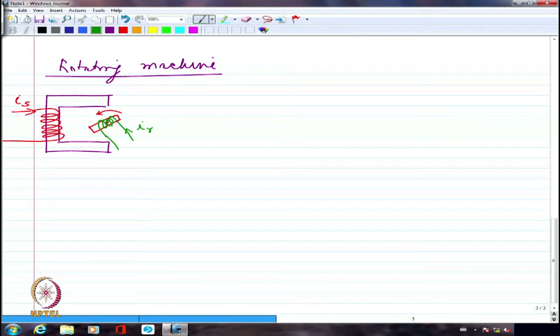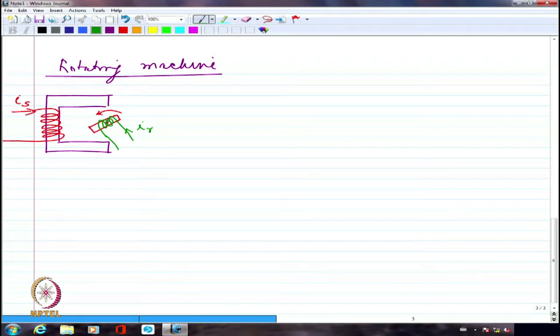And both of them are definitely going to interact with each other ultimately to produce the rotational motion. So that means the torque will in all probability be a function of both stator current and rotor current. The question was, why do you say there might be a current in the rotor? There is always a current in the rotor. It is not true. It need not be true.